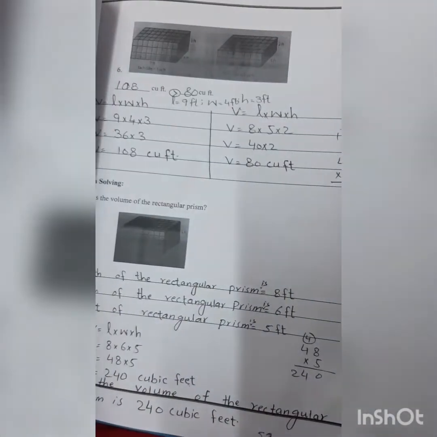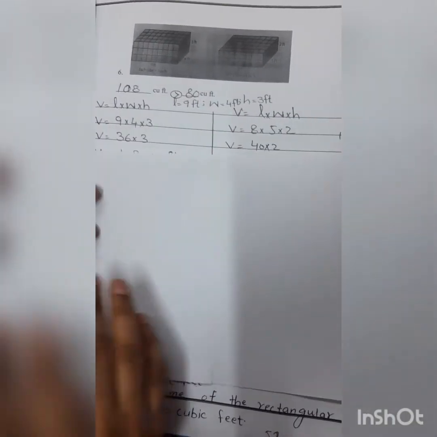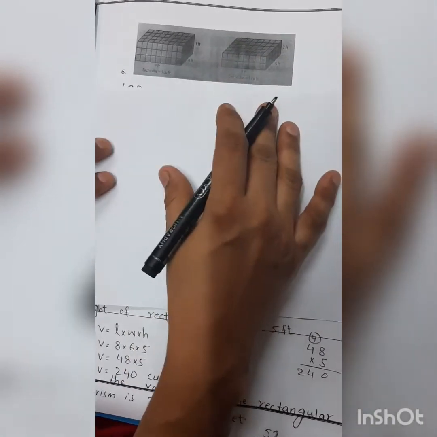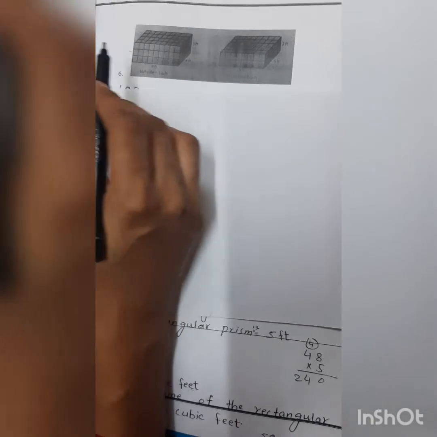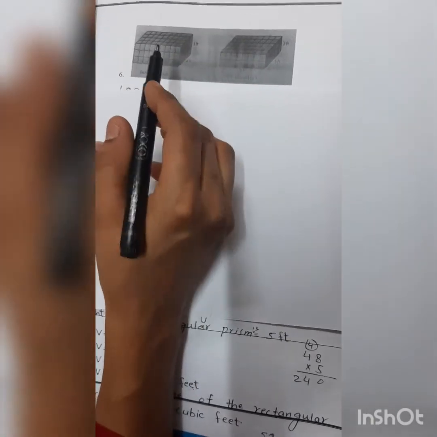Now turn the page. Now question number 6. They have given you the same question. These two figures have been given to you. They are telling the same thing: compare the figures and find out whose volume is greater.